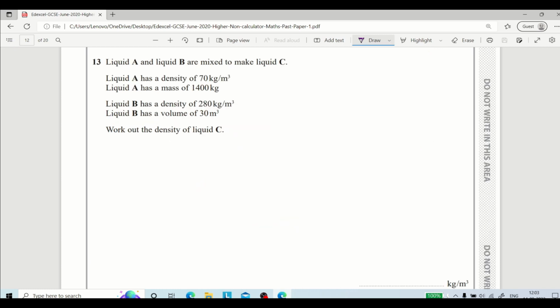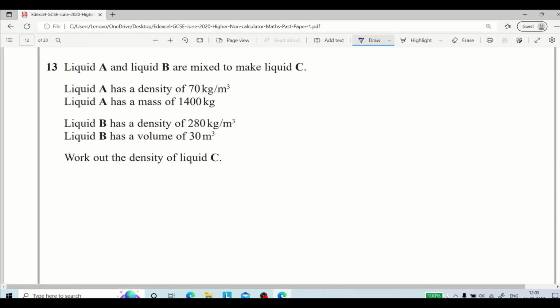Liquid A and liquid B are mixed to make liquid C. Liquid A has a density of 70 kg per meter cube. Liquid A has mass 1400 kg. Liquid B also has some density and volume given. You need to work out the density of liquid C. The very first thing, please note down the formula. Density is equal to mass upon volume.